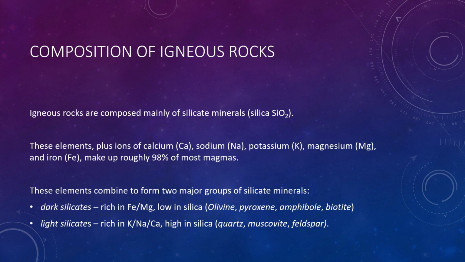By contrast, the light silicates contain greater amounts of potassium, sodium, and calcium and are richer in silica than the dark silicates. Light silicate minerals include quartz, muscovite mica, and the most abundant mineral group, the feldspars. Feldspars, if you recall, make up at least 40% of most igneous rock.